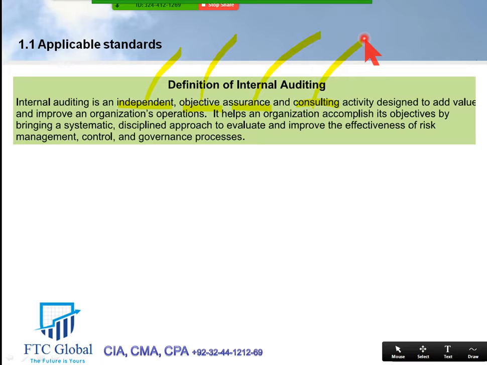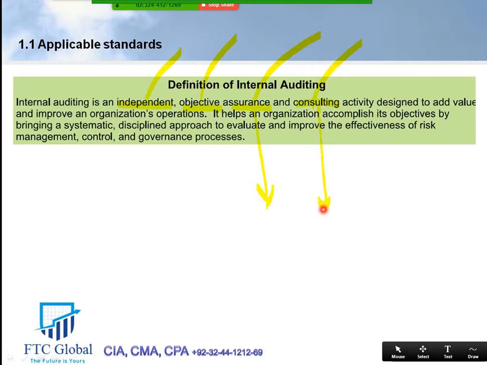So internal auditing is an independent and objective assurance and consulting activity designed to do what? To add value and improve organization operations. So what the first line means is that internal auditing is an independent, self-governing and purposeful activity within the department, within the company, which does two main jobs: it provides assurance, auditing and consulting. For what? To add value and improve the organization operations.